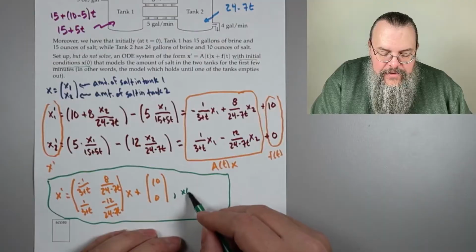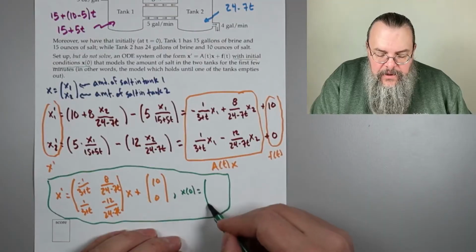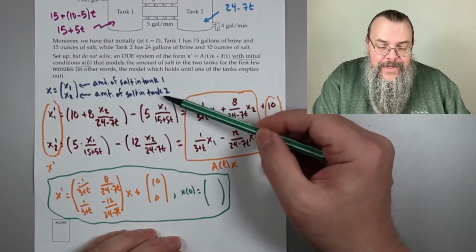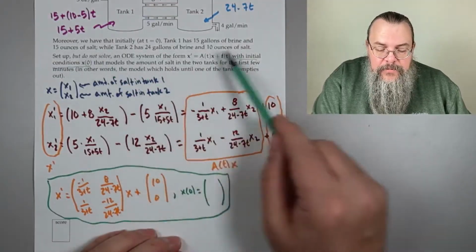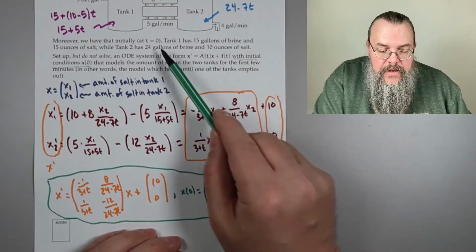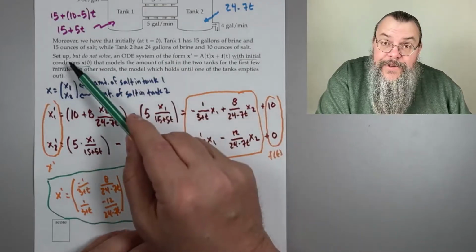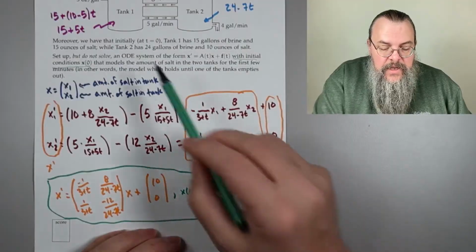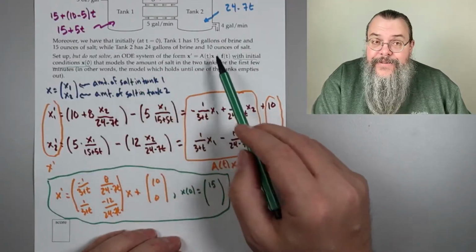What is x at time 0? Well, the answer is how much salt is there at time 0 in tank 1 and tank 2. And that's up here. So we see that tank 1 initially has 15 ounces of salt. So that means 15 in the first slot. Tank 2, 10 ounces of salt.